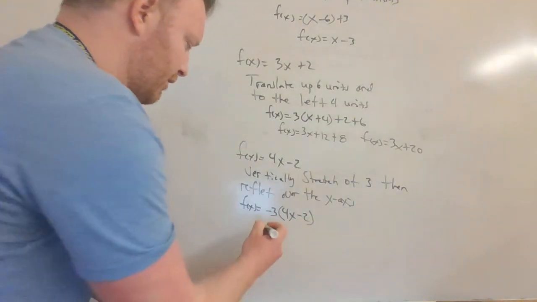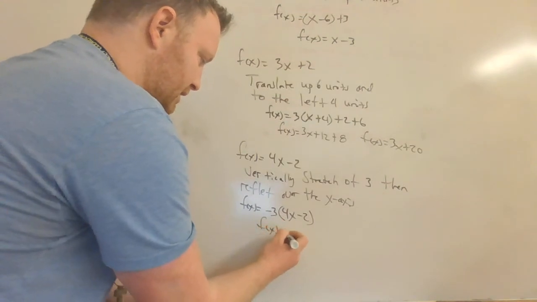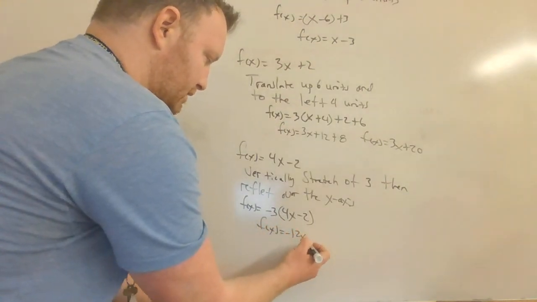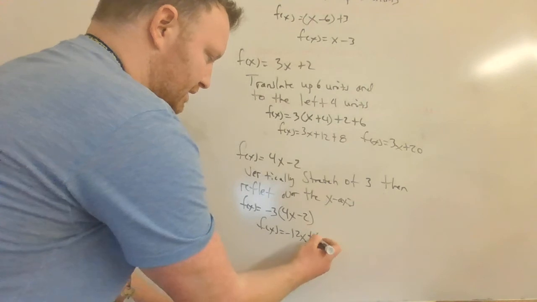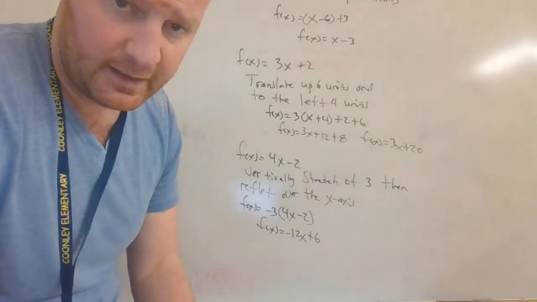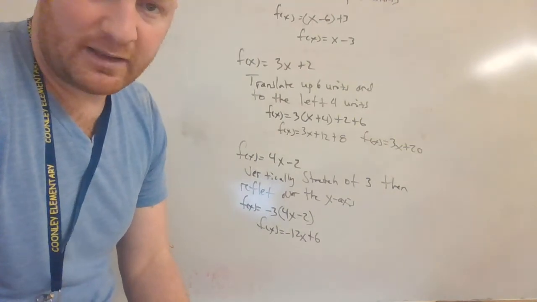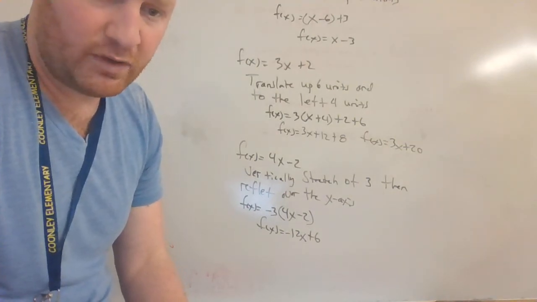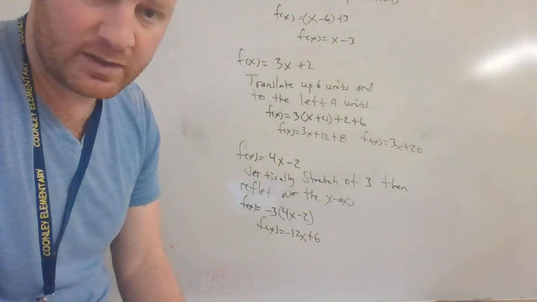Then I just carry out the distributive property, and I get f of x equals negative 12x plus 6. And that is all you would do for something like this, all right? You'll see examples like this in today's work. It should be relatively similar to what I just went over, and I will see the rest of you guys in class.